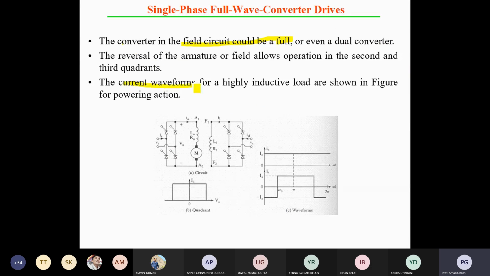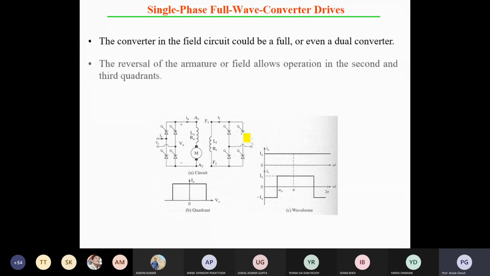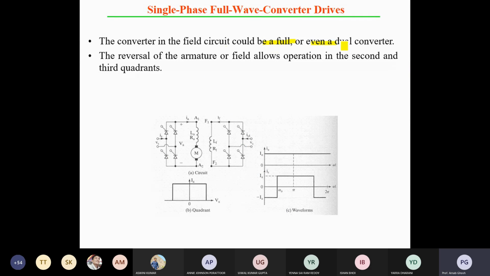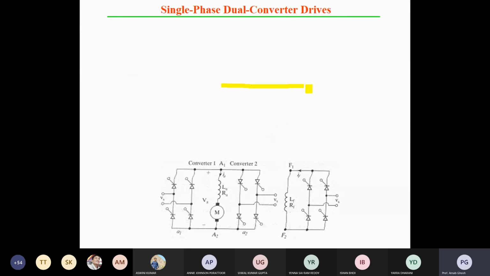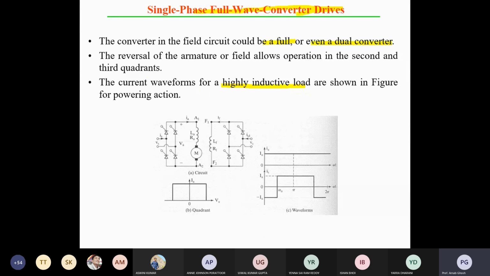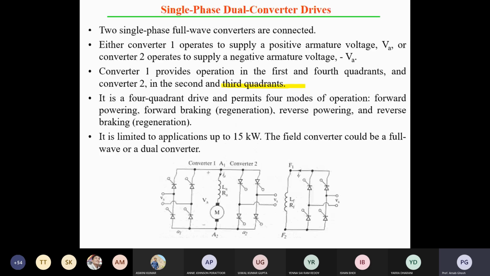Okay, the current waveform of the highly inductive load is shown in the figure below for the powering action. So current descriptions are given here. The converter in the field circuit would be a full and even a dual converter. It all is in the full wave converter drives. The reversal of the armature or the field allows the operations in the second and third quadrant. I think we can stop today here, up to the dual converter. Okay, single phase dual converter.